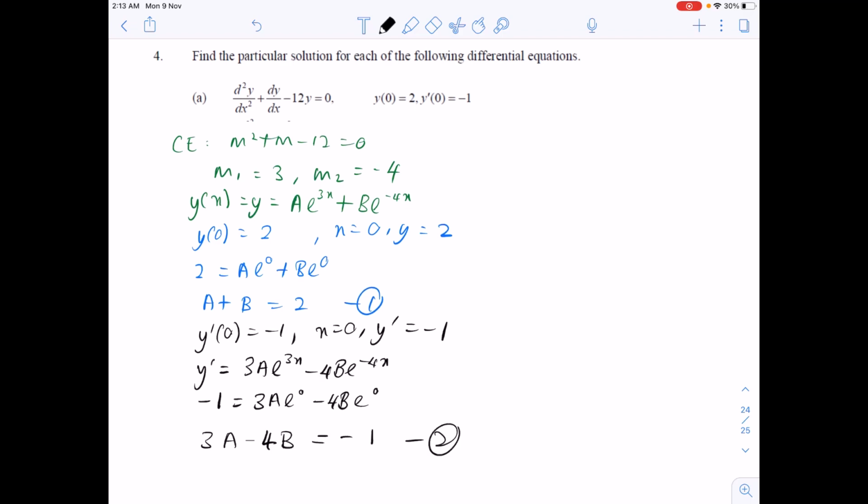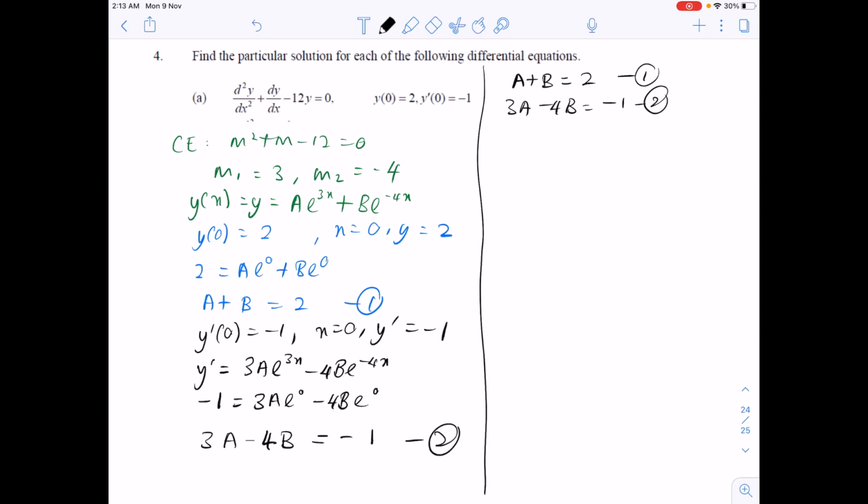Okay, so next step, we have to find the values of a and b. I want to copy back these two equations. a plus b equals 2, this is equation number 1. 3a minus 4b equals minus 1, this is equation number 2. You have to solve this simultaneously. You don't have to calculate this manually.